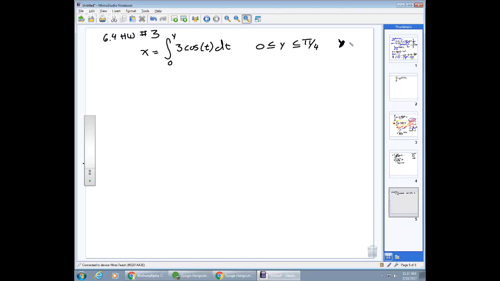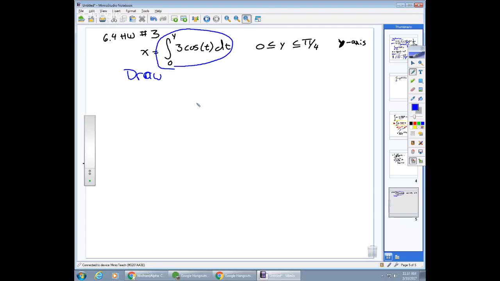Y-axis. Okay, so this one is going to be harder to draw because of the definition of my function. In order to draw this, I'm going to have to carry out that integral. Let's see, I need a different color. All right, if I want to draw this, which is usually our first step, then I'm going to have to evaluate this integral right here. So I need an antiderivative for cosine.